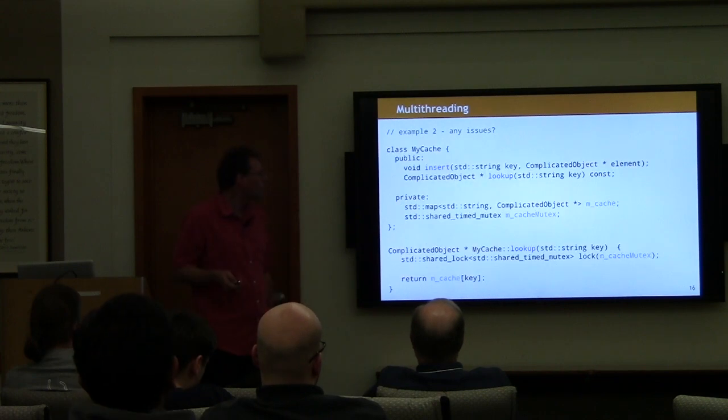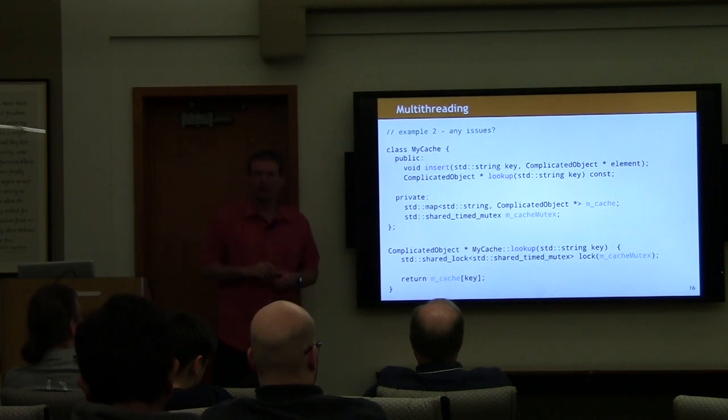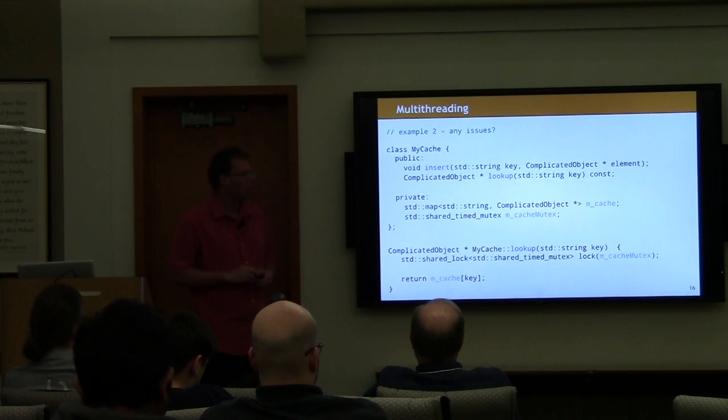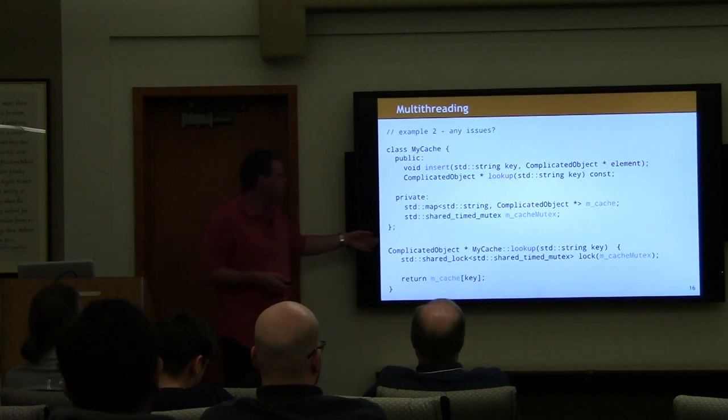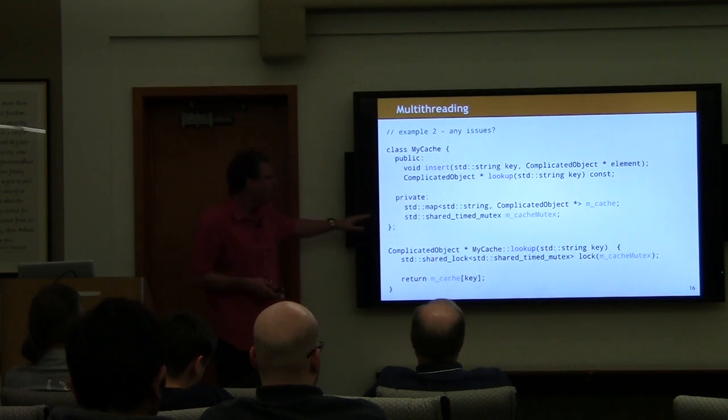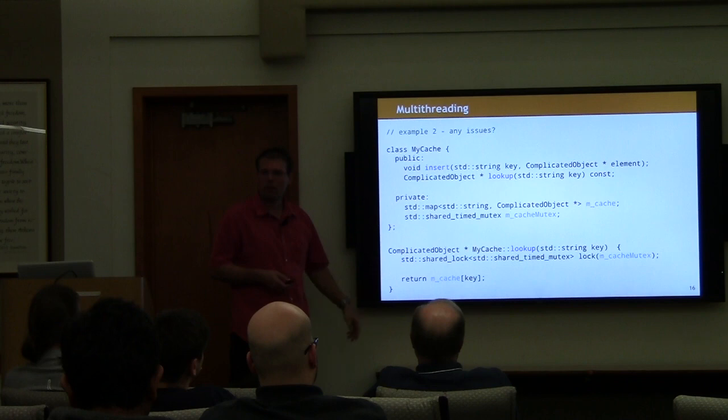There's got to be a better way. And of course there is. So let's look at another example. Let's talk about a very simple cache that needs to be thread safe. So I've got an insert and a lookup method. These are fairly straightforward signatures. I've got a map that contains my information. I'm not going to worry about expiring objects from the cache at this point. And I've got a cache mutex.